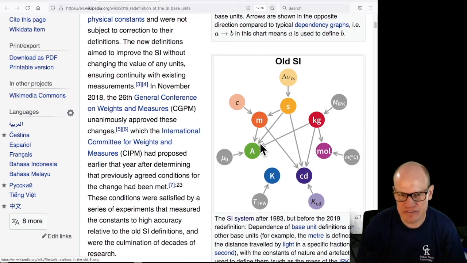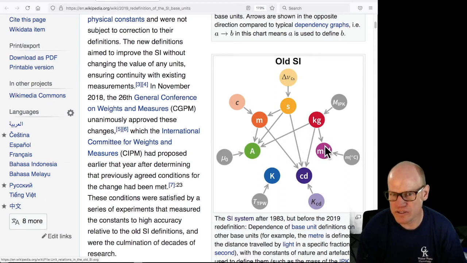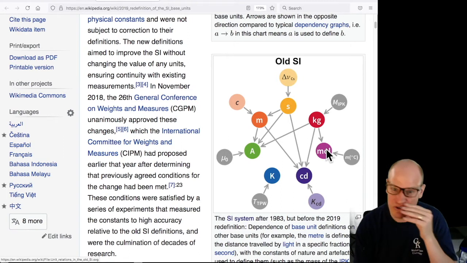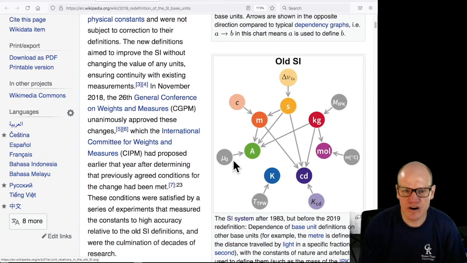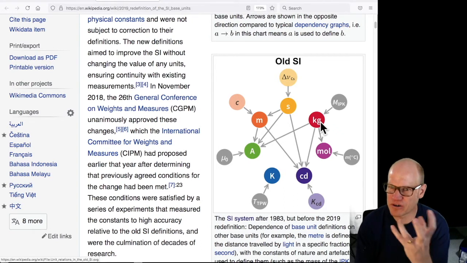The kilogram tells you what the amp is. The meter tells you what the amp is. The second tells you what the amp is. The kilogram tells you what the mole was, right? Because it was the number of carbon-12 atoms in something. And so all of these things were dictated by kind of external forces or external artifacts.